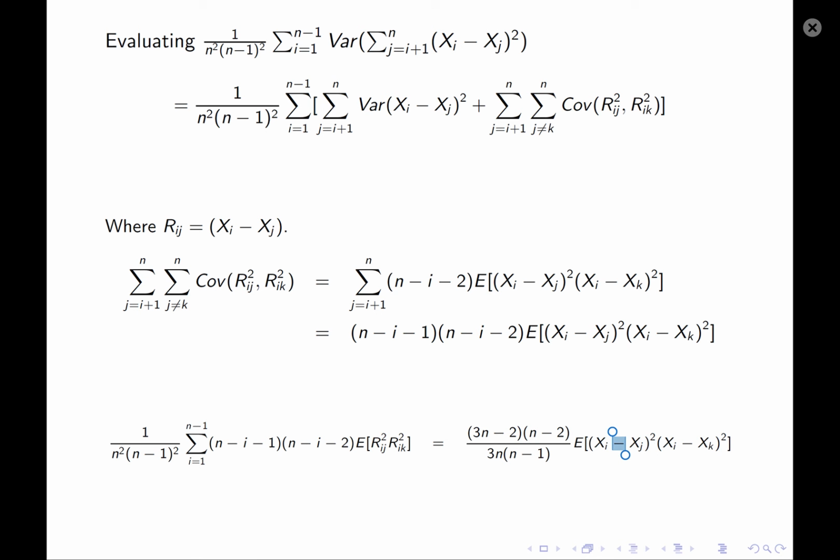And the computer is screwing up. Okay, so now we end up with this. And basically what I've done is I've added the extra summation on the very front of the entire variance bit, and I've summed n minus i minus 1, n minus i minus 2. So we end up with 3n minus 2, n minus 2, 3n, n minus 1, and then, yeah, it's very straightforward.